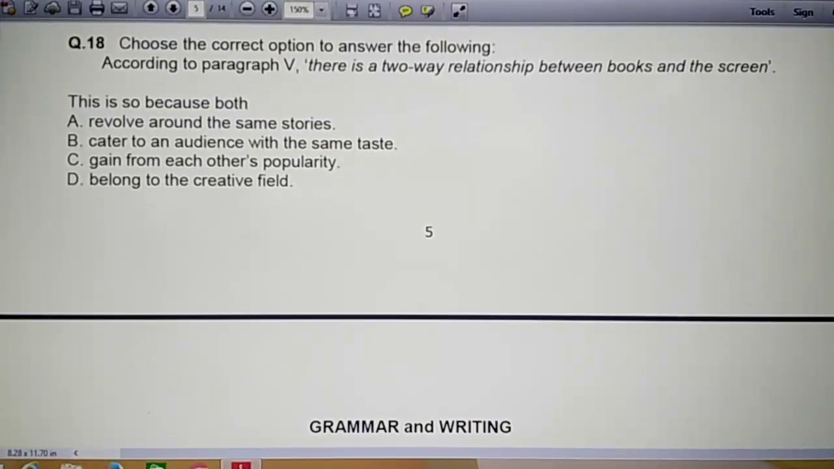Choose the correct option to answer the following. According to the paragraph 5, there is a two-way relationship between books and the screen. This is so because both, and the right option will be gain from each other's popularity. Option C will be the right one.